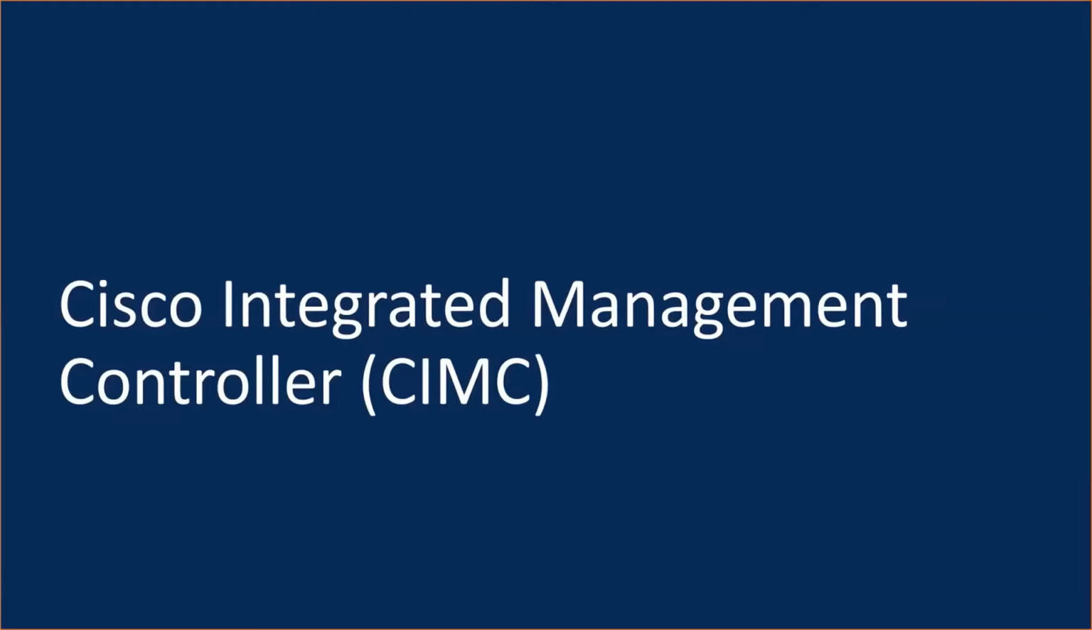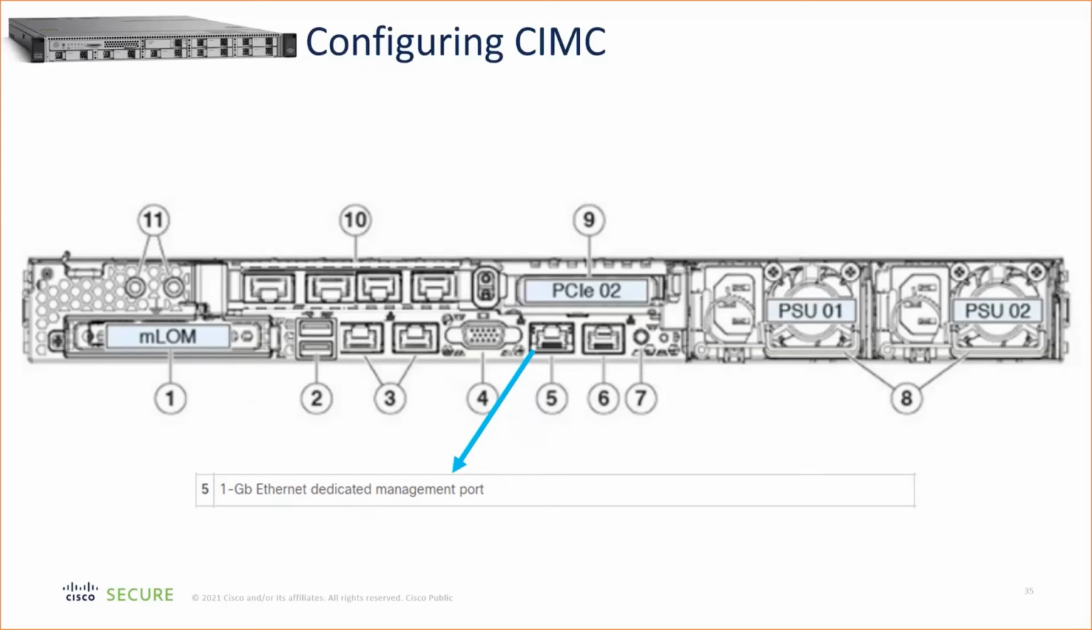We call that the CIMC, and that's likely how I'll be talking about it in this webinar. So the biggest thing is just make sure that your CIMC is connected to your network, and just look in your installation guide for whichever SNS server you have, look for the port that's labeled the dedicated management port, and that's how you'll configure your CIMC.